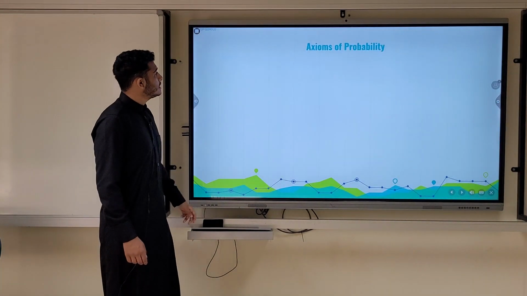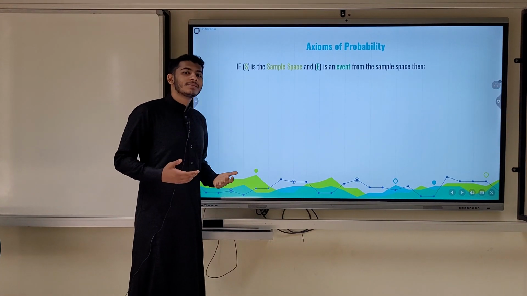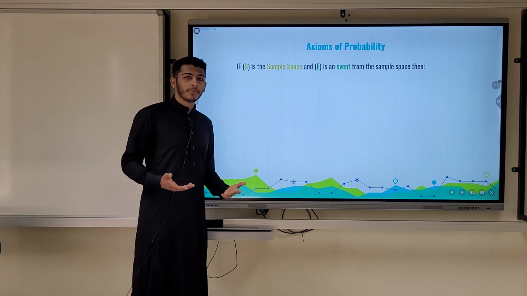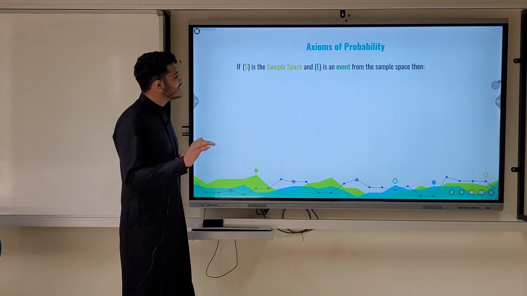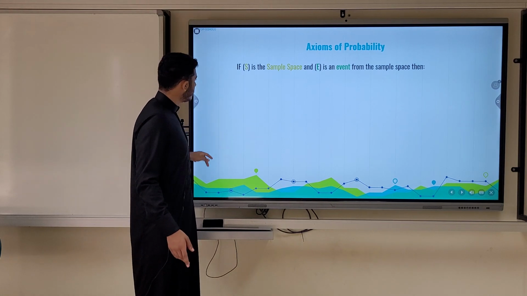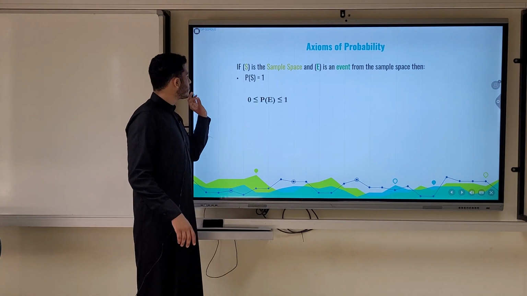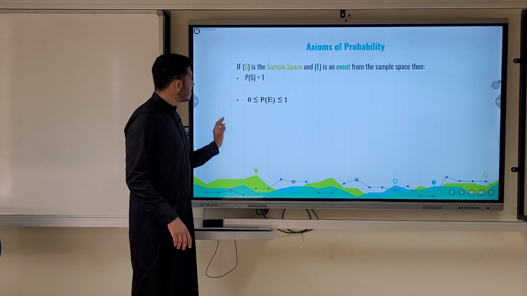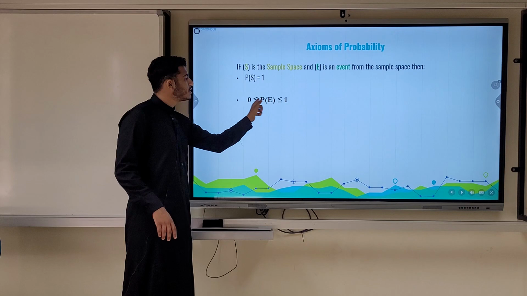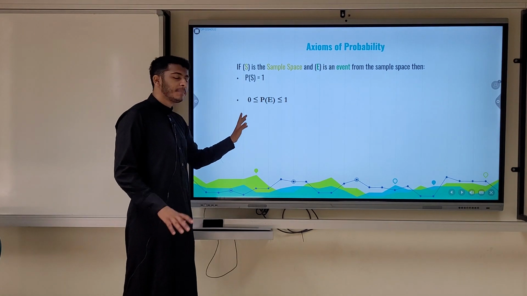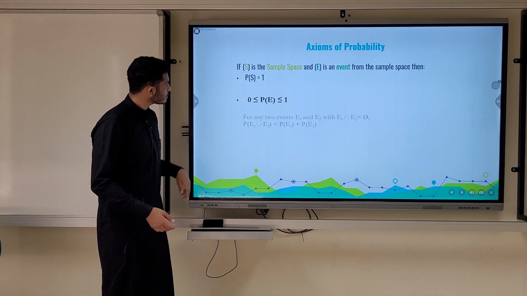Extremely simple. Now let's talk about the axioms of probability. There are some axioms that we have to understand so we can use their properties to our benefit. If S is the sample space and E is an event from the sample space, then the probability of S is always 1, as we have seen, and the probability of the event is always from 0 to 1 inclusive. So it can be 0 and it can be 1, but it is always within this range. It cannot be more than 1, and it can never be less than 0.